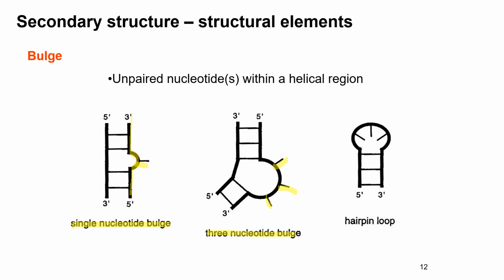Here, we have a 3-nucleotide bulge with 3 unpaired nucleotides all on the same strand. And finally, when a single RNA strand has complementary regions and can fold back on itself, but it has some unpaired nucleotides here, we call this a hairpin loop, which is also known as a stem loop structure.